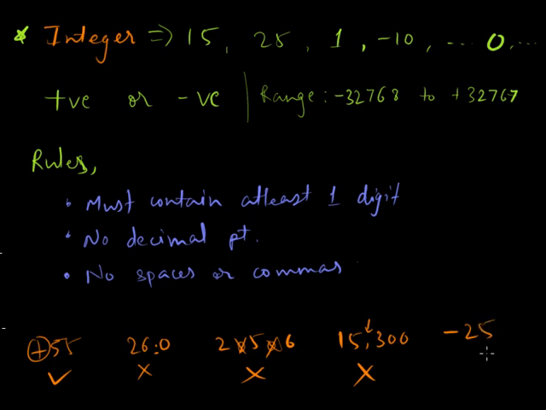Minus 25 is always allowed. You can precede a sign before an integer. If it's a minus, you have to precede. If it's a plus, it's optional. You may or may not precede it with a sign.